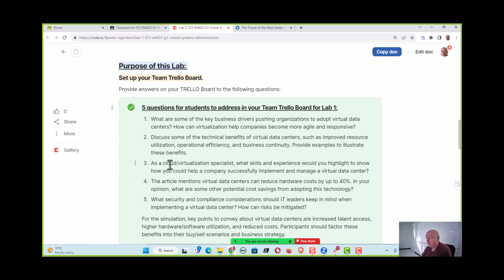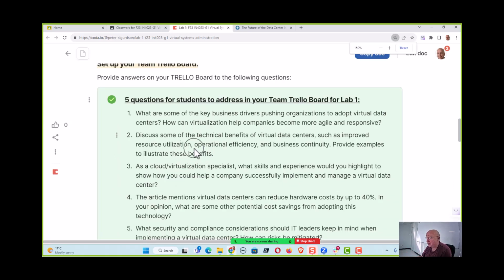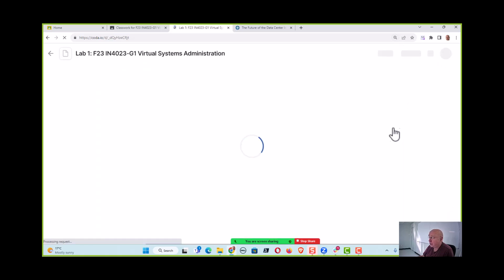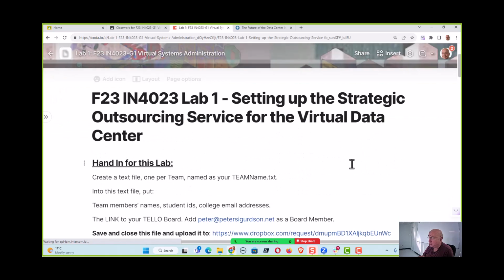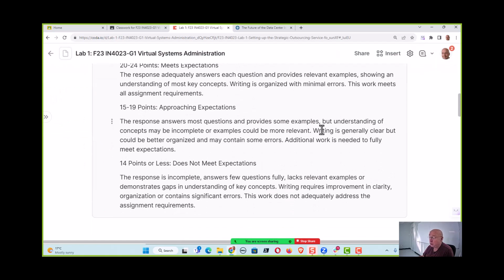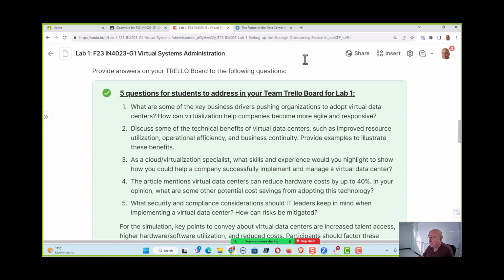So 5 questions for students to address in the Lab 1. What are some of the key business drivers pushing organizations to adopt virtual data centers? How can virtualization help companies become more agile and responsive? And it probably would be a good idea as well, you can go and do your own additional research. Maybe you could present some case studies of companies that you've researched, right? So it would be a good idea to add some case studies, go and research some case study companies.